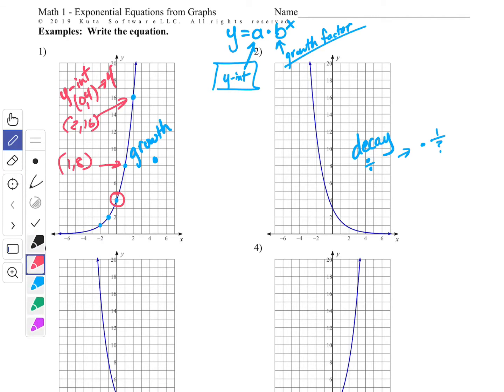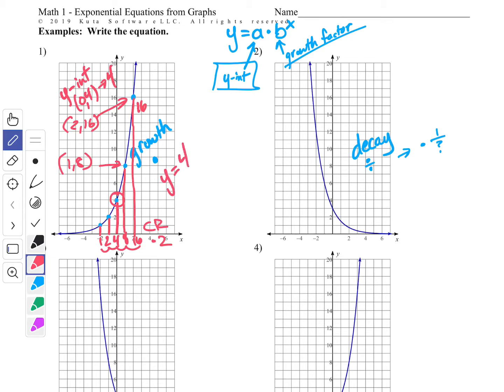Let me actually erase this. Okay, so we're looking at how this is growing. If you need to, it can be useful to draw these lines and see that this is 16, this is 8, 4, 2, and 1, which I should be able to notice, okay, 1, 2, 4, 8, 16, that we're timesing by 2. So that's our constant ratio, that's our growth factor.